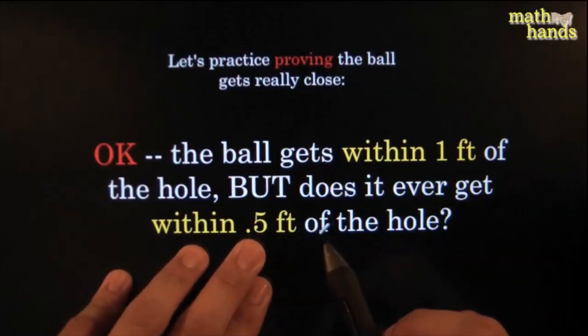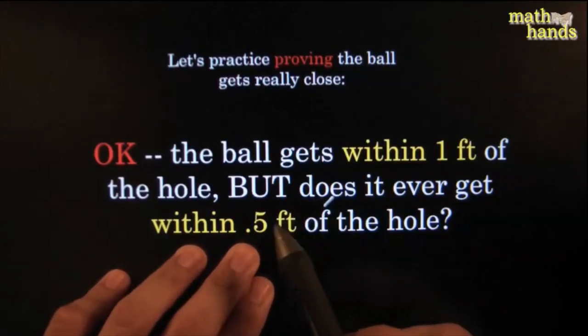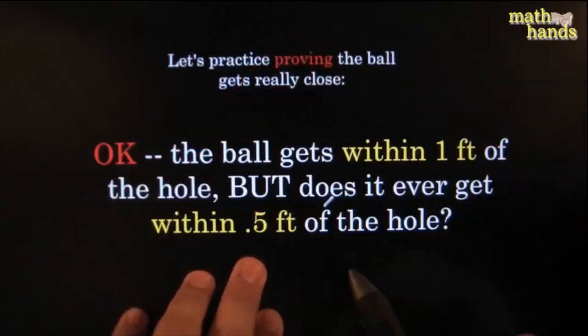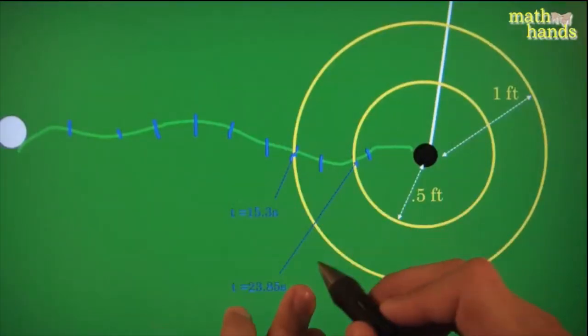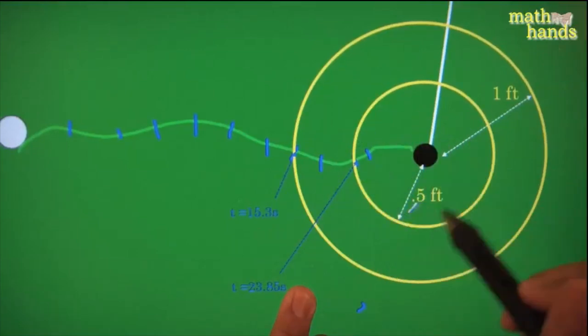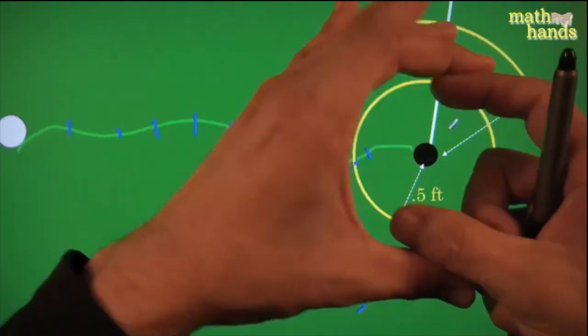For all we know, maybe after it got within 1 foot, maybe there was a slope over here on the putt and it went out that way, or maybe it went out that way. You don't know. Maybe it never really got really, really, really close to the hole. All we know is that we got within 1 foot, or maybe it stopped after that. So this is good practice for proving that it got close, but it's not the final thing.